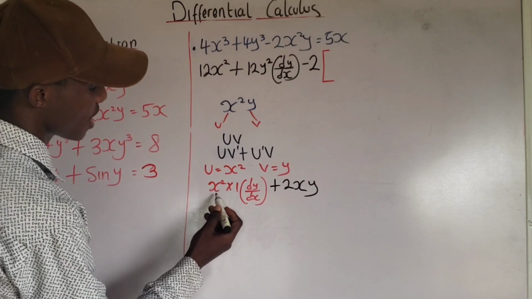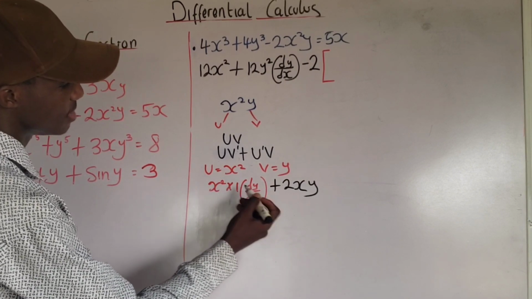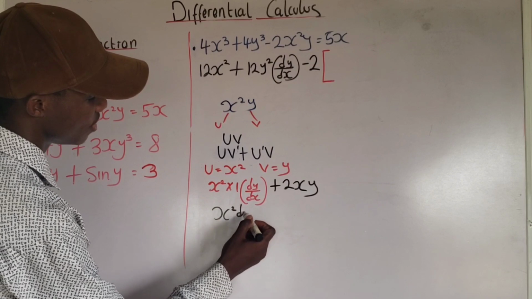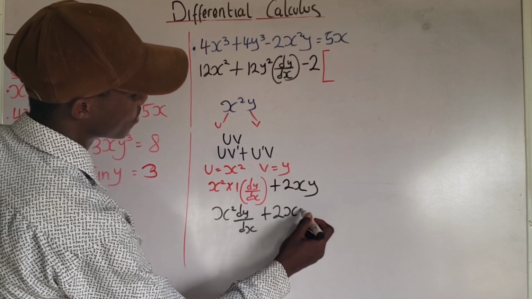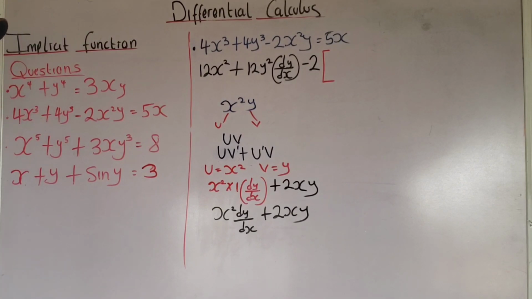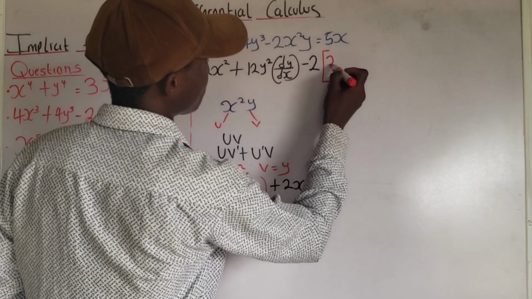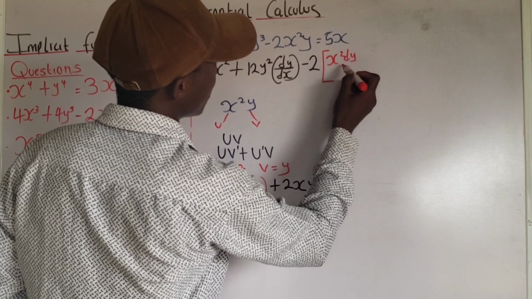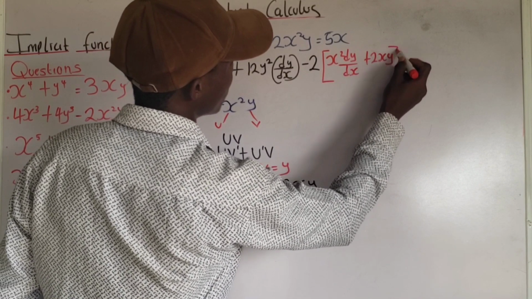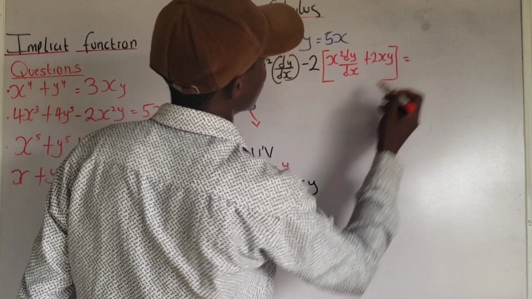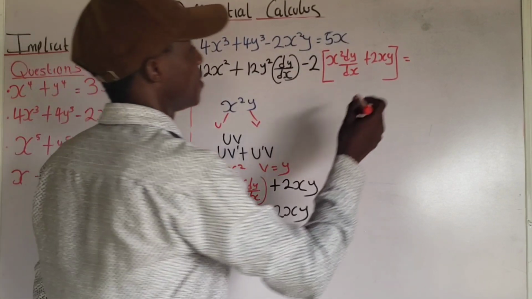Now, x² times 1 times dy/dx is x² dy/dx, plus 2xy. You can see that it's simple. So that is the derivative. Now let us put it there: x² dy/dx plus 2xy, equals, now let us take the derivative of 5x. That will be 5.